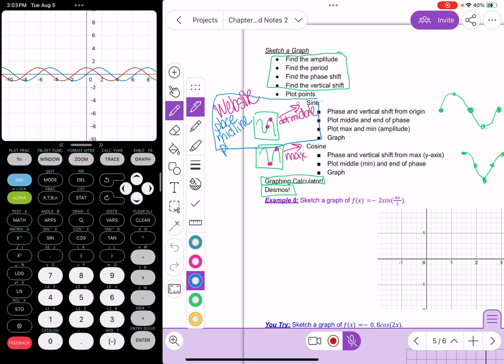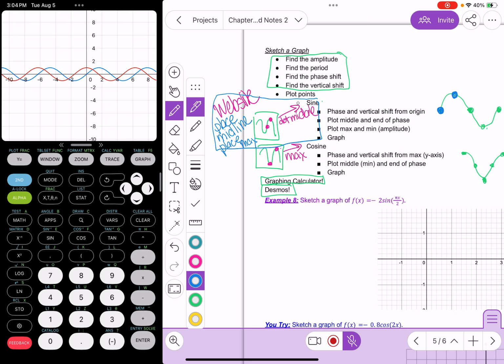Then you place the max, and it will draw the whole graph for you. So you would put this point, and you would put this point, and it will stretch out the rest of the graph based on those 2 points.